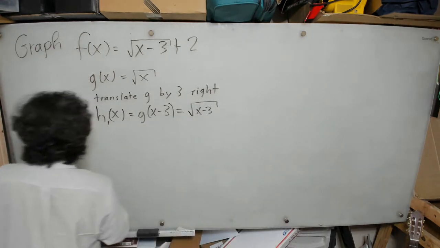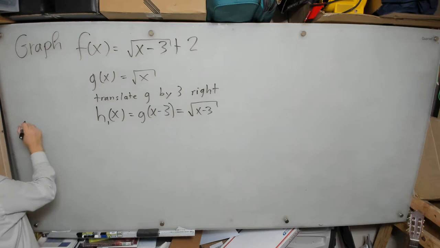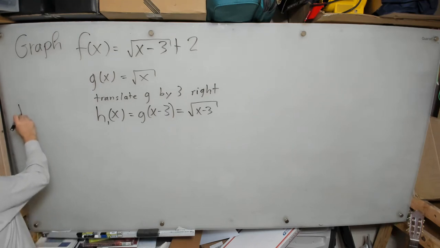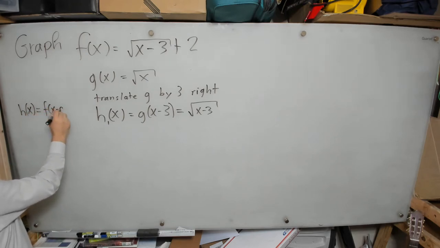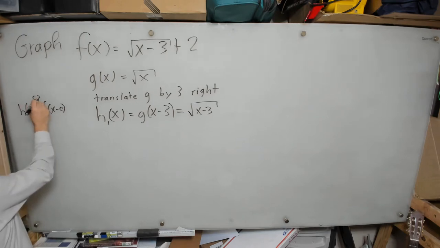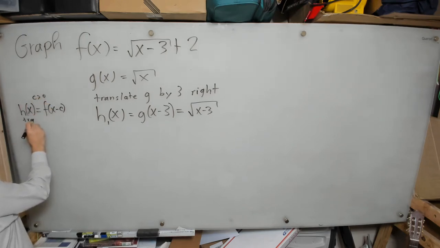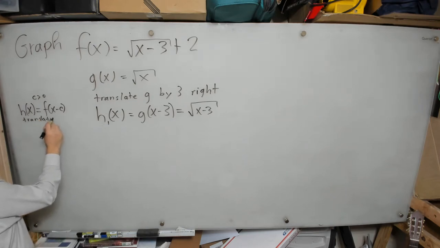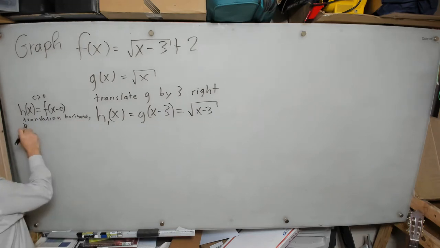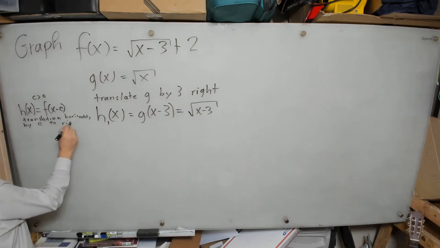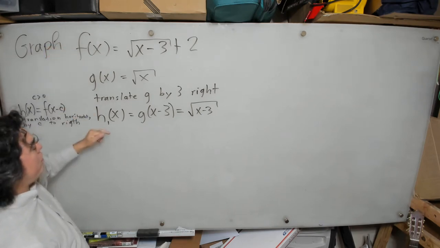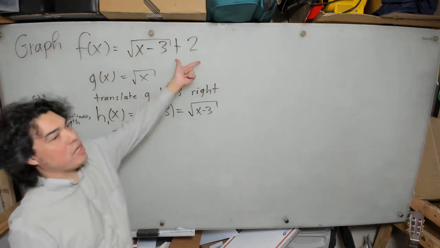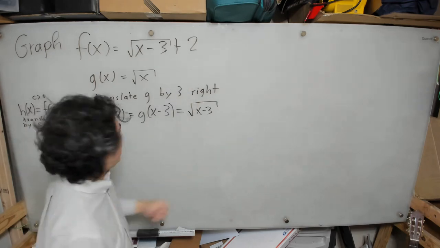So in here, we recall that for arbitrary functions h and f, h of x equals f of x minus c, where c is assumed positive, is the translation horizontally by c to the right. Right? But I compare my f of x and I see that there's something missing. There is a plus 2 at the end. This does not have a plus 2 at the end.